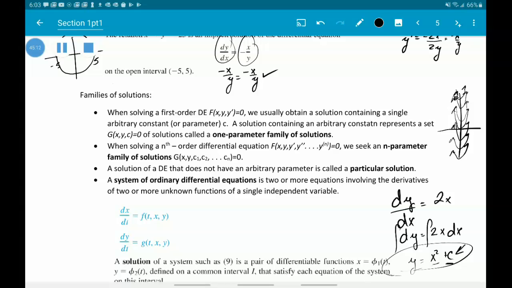But either way you go, you're still thinking about this as a family of curves, a family of solutions that satisfies the differential equation, unless you have enough information to find what's called that particular solution. And that's where those initial values come from, to figure out what that C is going to be.